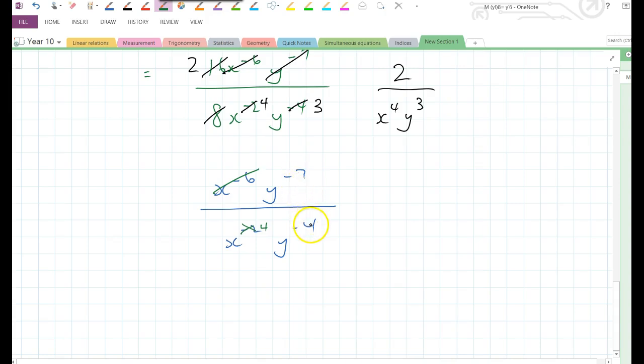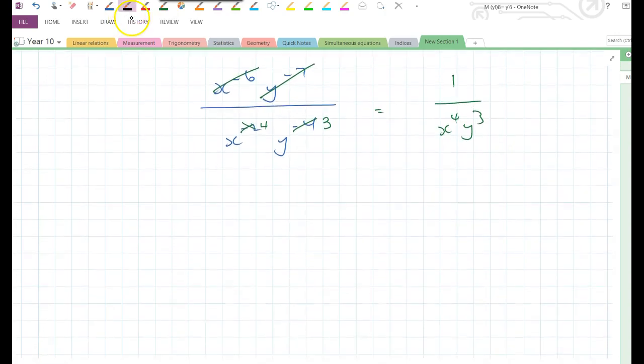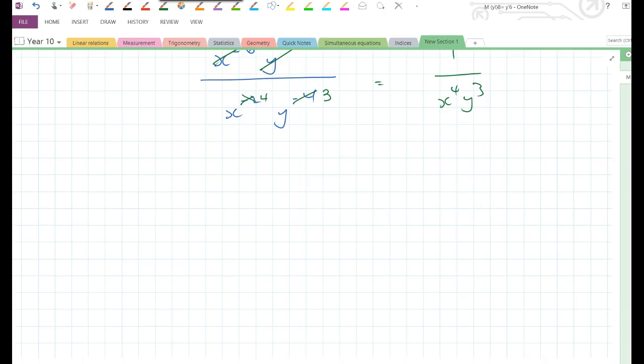Minus 7 and minus 4. Well, minus 4 is 3 more than minus 7. So this way we get x to the 4 y cubed, just as we did on Friday. But perhaps if you were struggling to understand what that was about, then maybe that way of explaining it is a little easier for you.